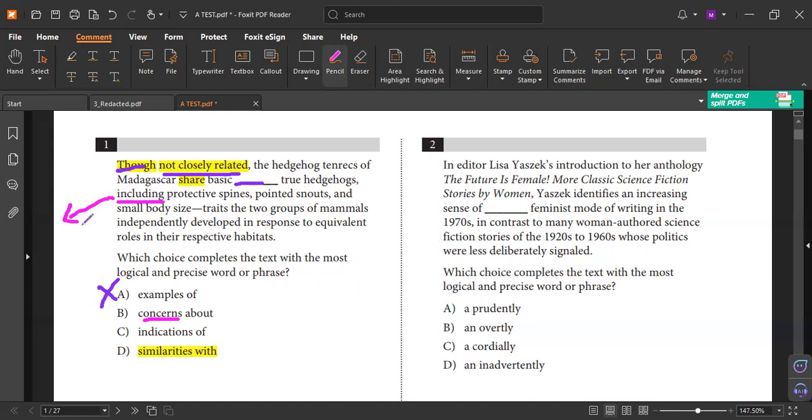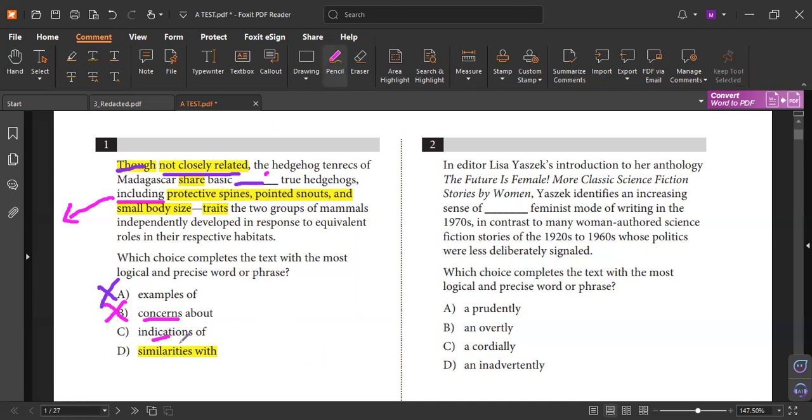That means the writer used the technique of giving examples to something already mentioned there. Where are the examples? All of these. And then we have an explanation after the dash: traits. The traits, we can say similarities. So this means they share the same features, the same similarities, the same traits. That's all. So it's not concerned, it's not worrying about something.